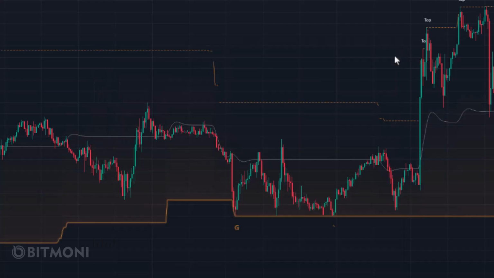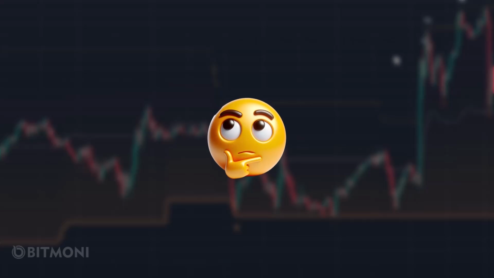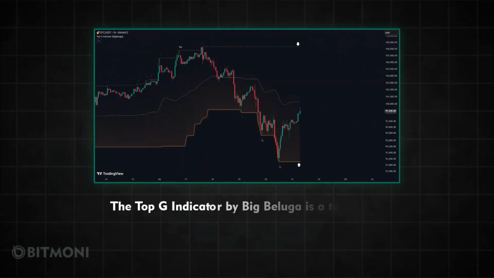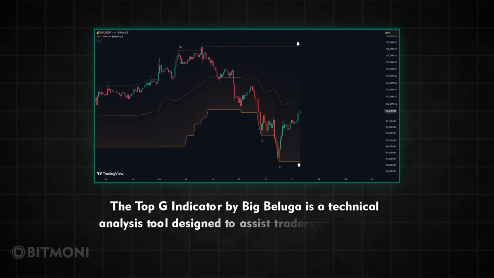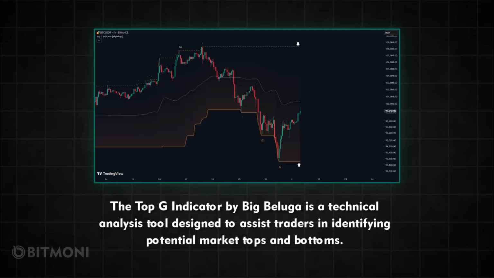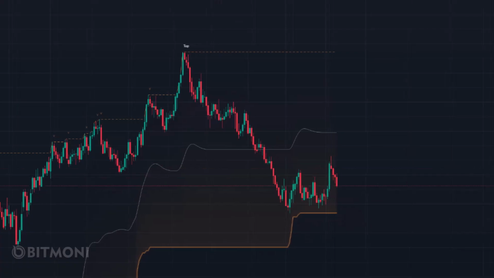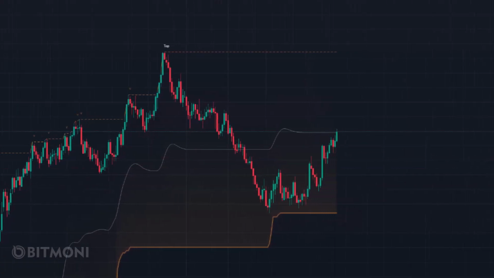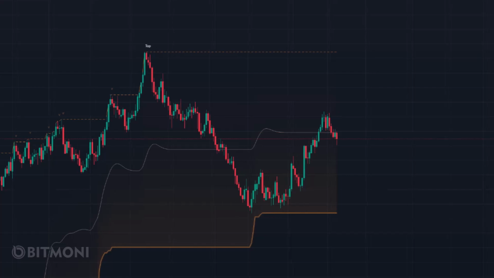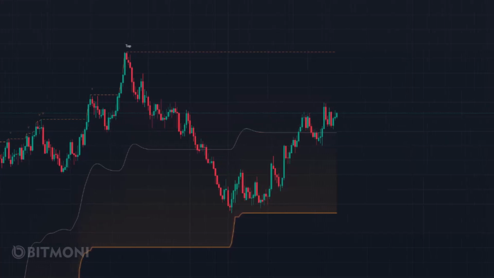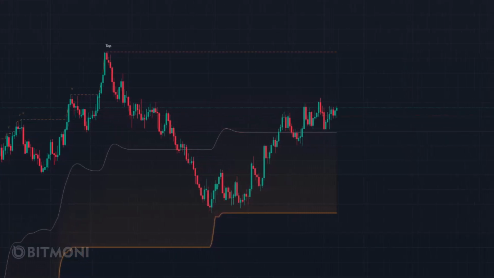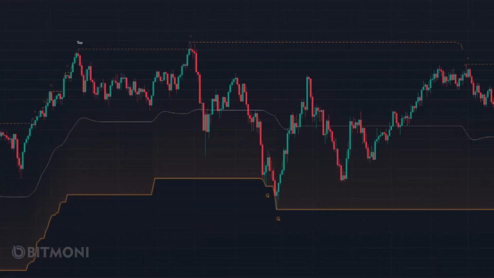Now you may be thinking, what exactly is this indicator? The Top G indicator by Big Beluga is a technical analysis tool designed to assist traders in identifying potential market tops and bottoms. Its simplicity and focus on market extremes make it particularly useful for traders looking to time entries and exits in trending or ranging markets. As you can see, it's a super simple indicator made up of the following components.